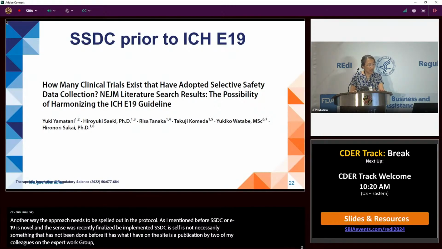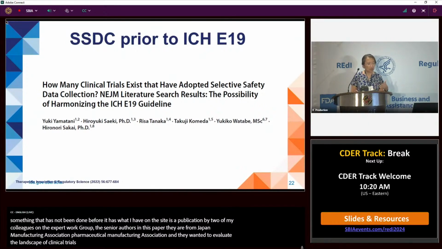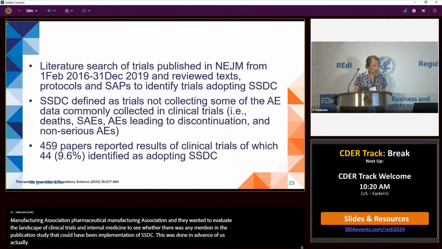And they actually wanted to evaluate the landscape in clinical trials in the New England Journal of Medicine to see whether there was any mention in the publication about the study that could have been implementation of SSDC. And this was done in advance of us actually, I think it was step 2, when we actually issued a draft guideline for public comment. Their approach, they did a literature search of trials that were published in the New England Journal of Medicine from a period of February of 2016 through December of 2019. This was the time frame before the guideline was actually published in draft form.